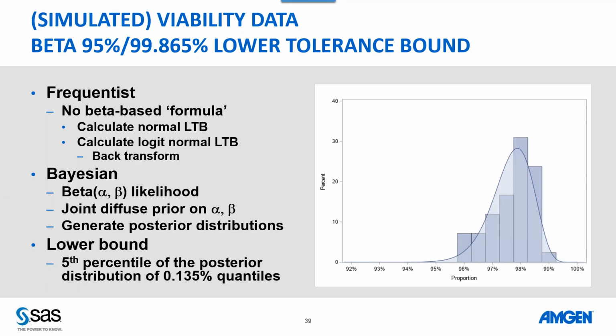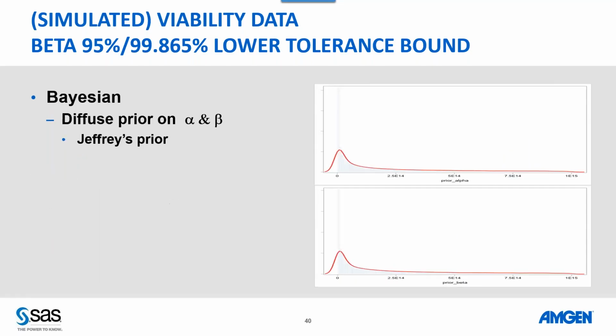Again, we have to have a beta likelihood. Now we have 2 parameters, alpha and beta, so we're going to put priors there, diffuse on both of them. We generate the posterior distribution. Again, the same approach. Since we want the lower bound, we're going to get the 0.135 quantile of the posterior. Again, we're using the 99.865 coverage because we want to get a 3 sigma equivalent bound.